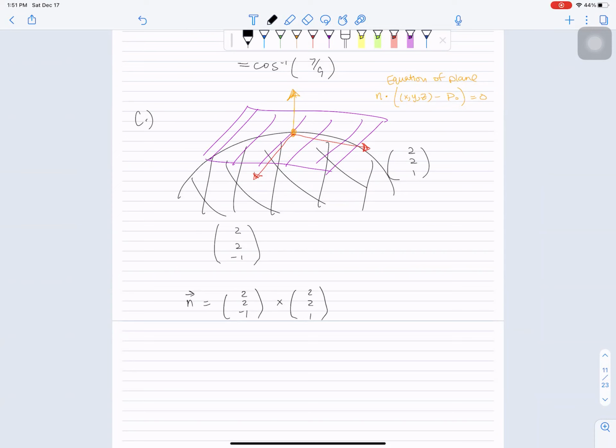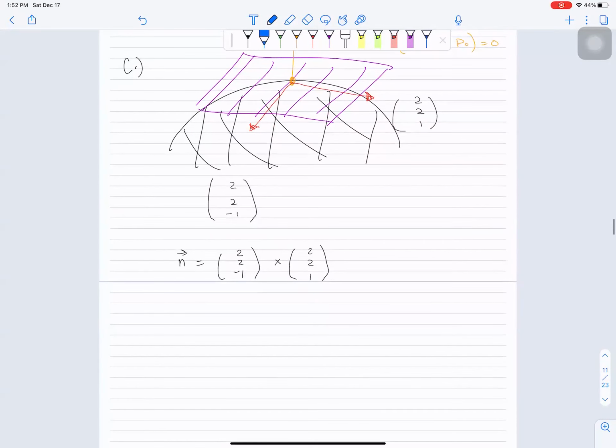What is that cross product? You can do the cross product lots of ways. You can do it the determinant way, where you write i, j, k and write each of the vectors like this. Okay, let's do it that way. So what do I get? I have 2 minus negative 2, that's the i component, minus 2 minus negative 2, that's the j component, plus 4 minus 4, that's the k component. So that gives me 4i minus 4j plus 0k. In other words, 4, negative 4, 0. That's my normal vector.